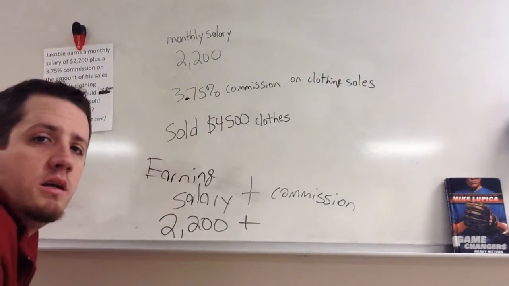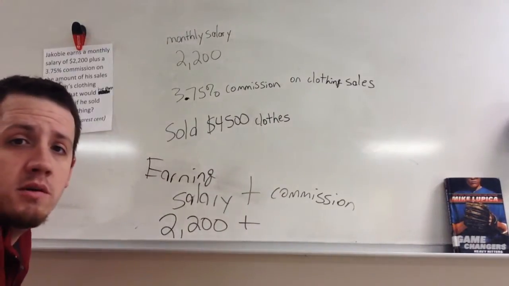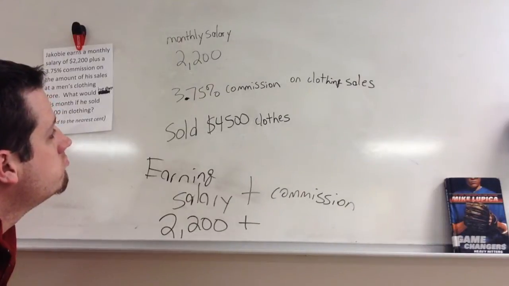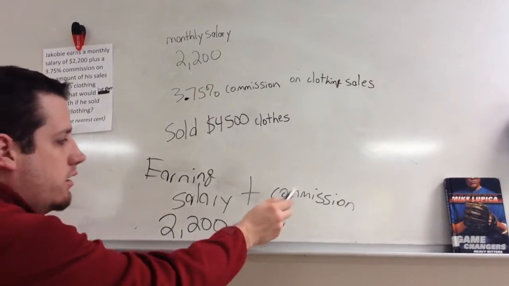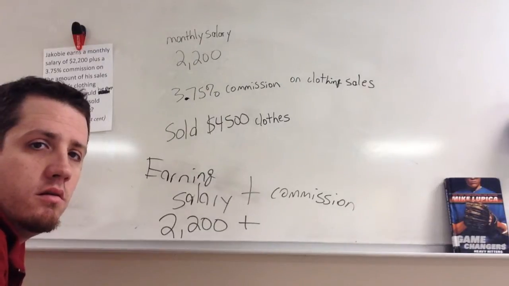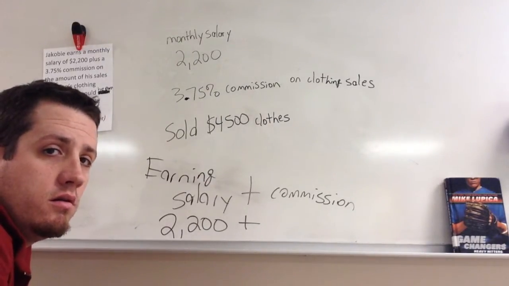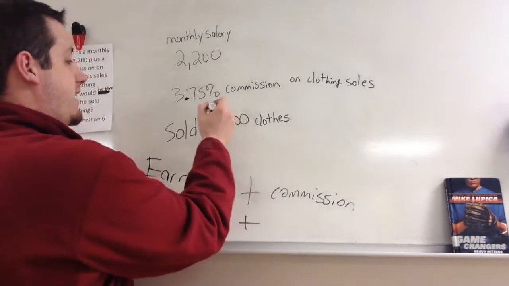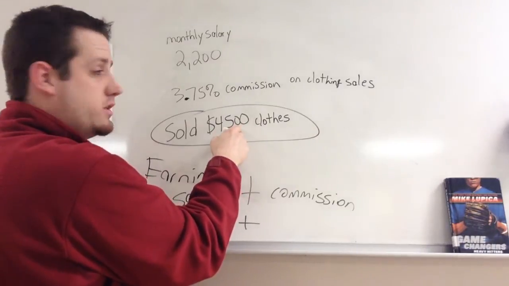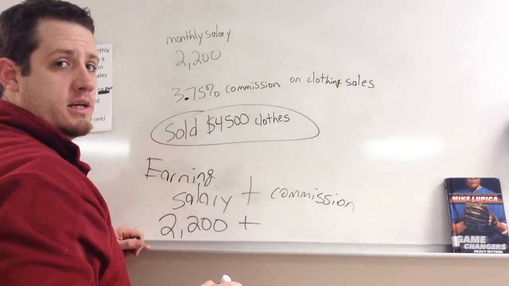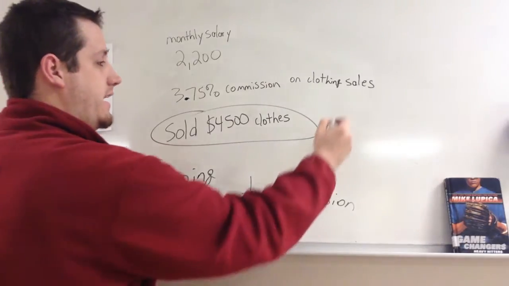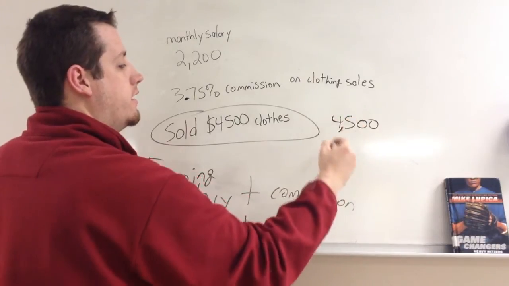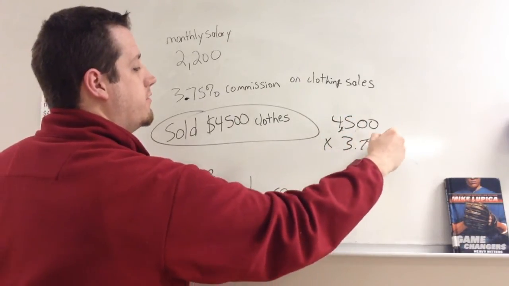That's a point right there. So, 3.75% commission on his sales. How do we figure it? Hopefully you're telling yourself that I've got to take the amount that he sold in clothes and multiply that by the percentage. I've got to take the 4,500, that's a comma right there, and multiply it by 3.75%.